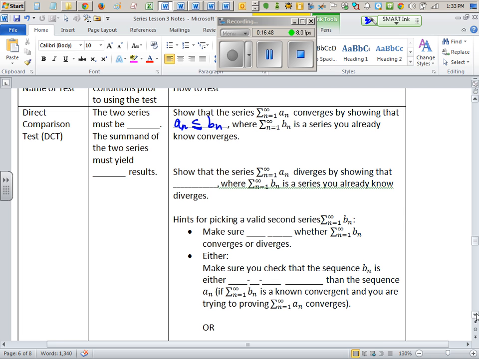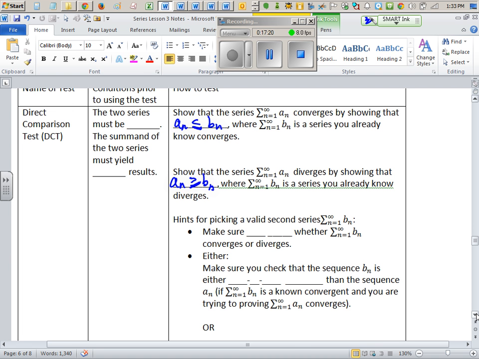The other way is to show that the series A diverges by showing that it is greater than B, where B is something you know diverges. So if you can show me that this new series you're studying is less than something convergent, then it must converge. Or show me that it's greater than something divergent, well then it's going to diverge. Okay? All right. The hardest part is picking a good B sub n.